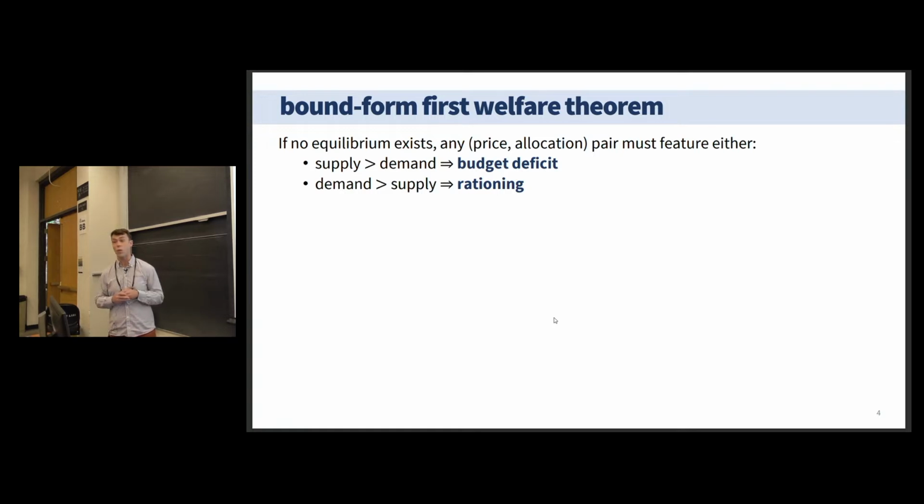It's a new version of the first welfare theorem for quasi-linear economies. And it all stems from the observation that if no Walrasian equilibrium exists, then any price and allocation pair must feature, by definition, one of two things. Either supply is going to be greater than demand for some goods, in which case there may be budget deficits, or demand is going to be greater than supply for some goods, in which case we're going to have to tell some buyers they can't have what they like given those prices. We will have to ration them.